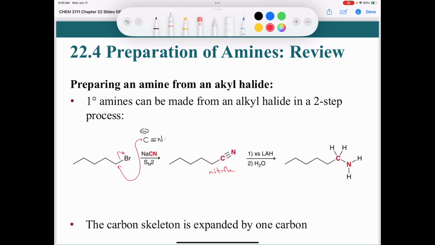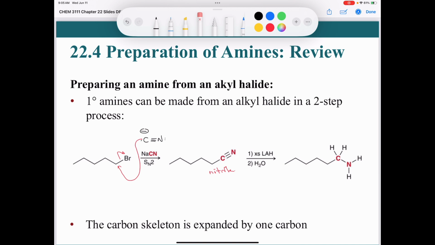water. Notice that here it's water and not H3O plus, and the reason why it couldn't be H3O plus is because if it was, you would end up with the ammonium salt, okay, so you don't want that. So we just use water in the second step to donate the proton.